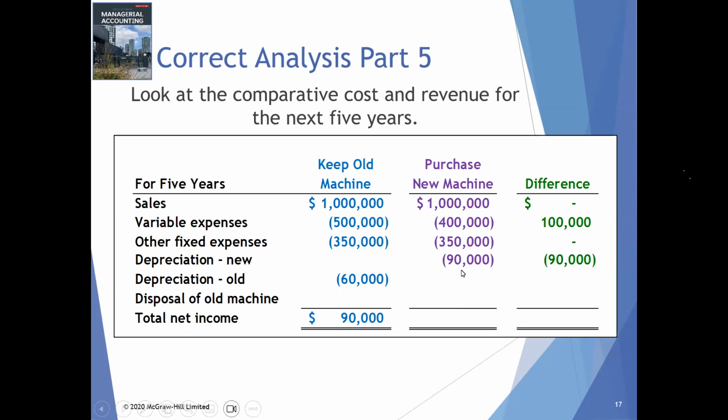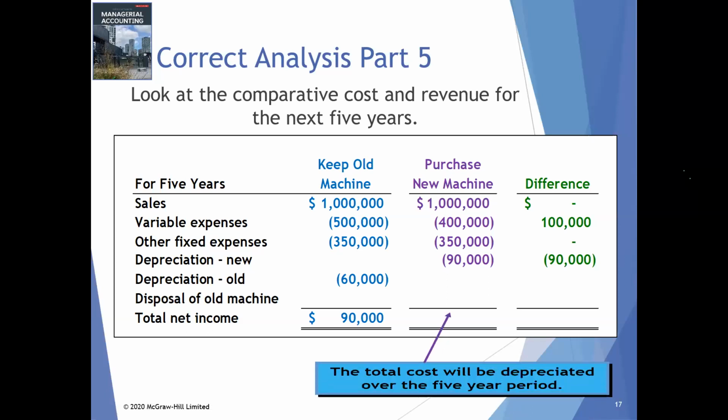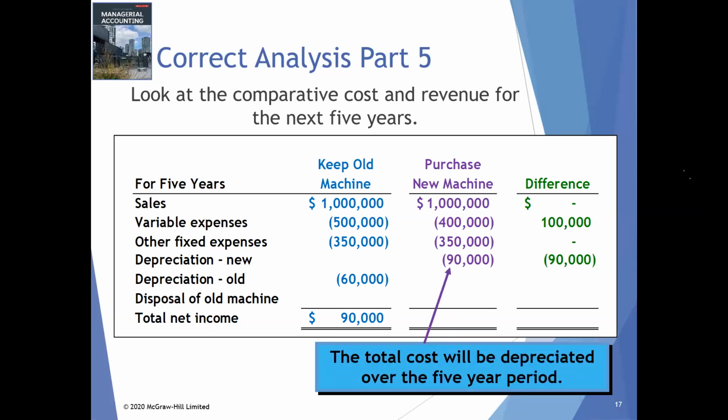Now, the $90,000, this is the total cost that will be depreciated over the 5-year period. Because the new machinery cost is $90,000, definitely the $90,000 will be deducted here. That will be considered as depreciation for the new machinery during the 5-year period.